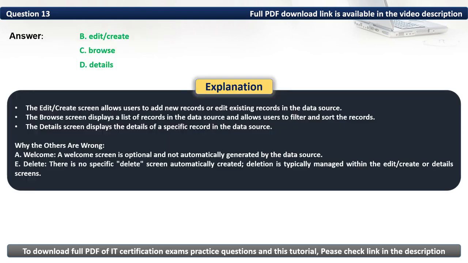The edit/create screen allows users to add new records or edit existing records in the data source. The browse screen displays a list of records in the data source and allows users to filter and sort the records. The details screen displays the details of a specific record in the data source.